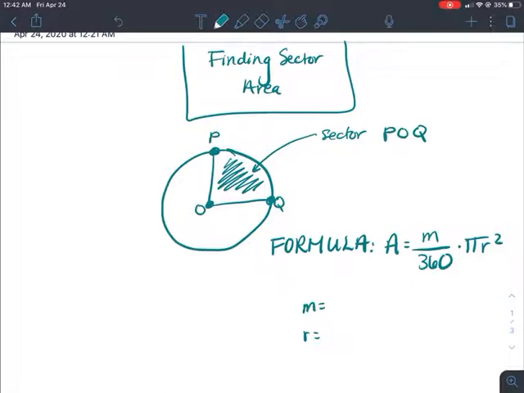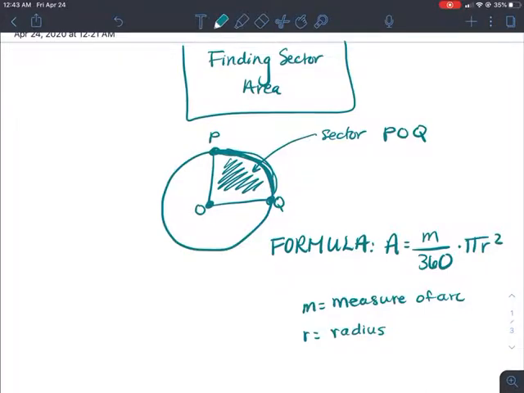So the formula that you need to know to find the sector area is that the M, so the measure of the angle, so measure of arc. So the measure of this is what you need to know, times pi r squared, where r is the radius. That is the formula that you need to use.